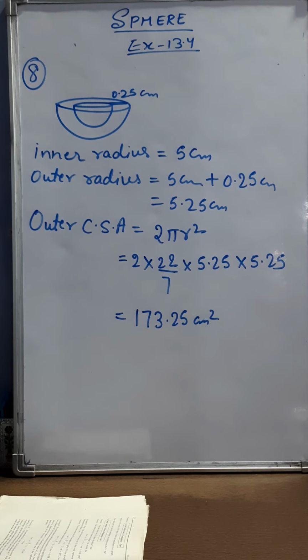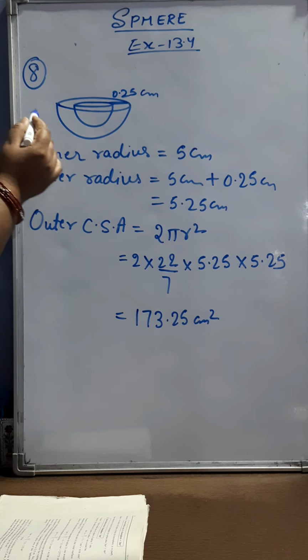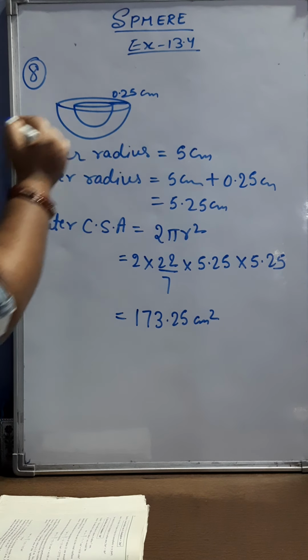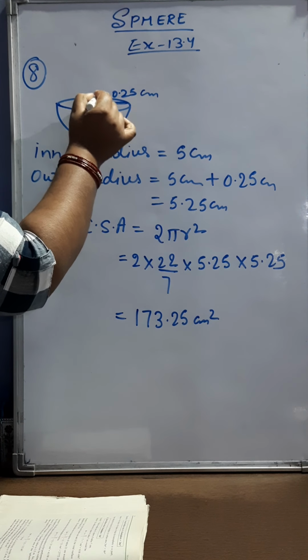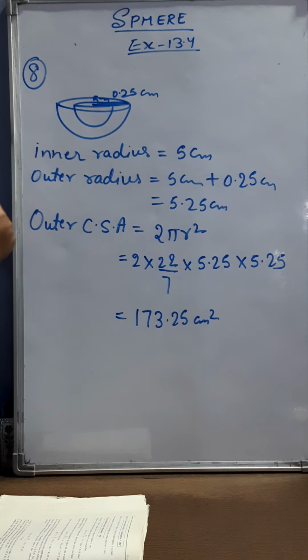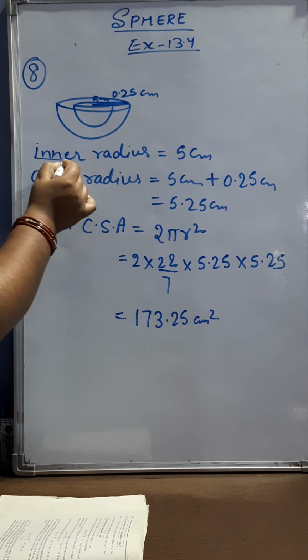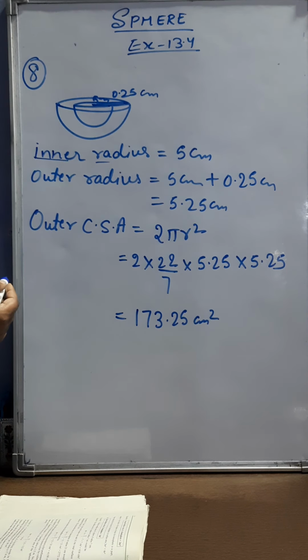Question number 8 says, a hemispherical bowl is made up of steel 0.25 centimeter thick. The inner radius of the bowl is 5 centimeter. Find the outer curved surface area of the bowl. Here I have made a hemispherical bowl in which the thickness I took as 0.25 centimeter. Inner radius is given as 5 centimeter. So definitely the outer radius will be 5 plus 0.25, which I have written here, inner radius as 5 centimeters. So the outer radius will be 5.25 centimeter.